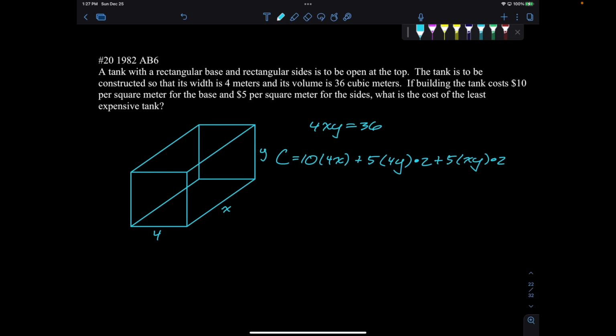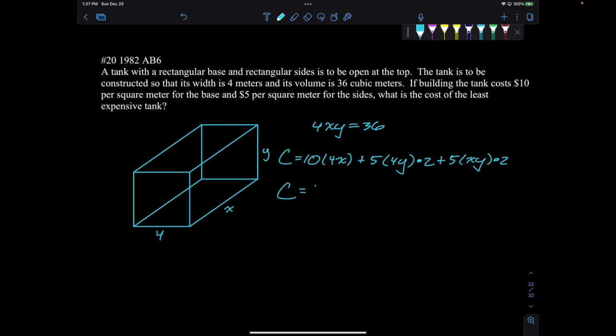So these questions always come down to reading the problem, pulling off equations, and going from there. I always try to draw a picture if possible. I will try to get equations out of the problem and then just turn it into a calculus problem. I don't want to keep thinking about the scenario. So at this point, C is equal to, we got 40x plus 40y, and then plus 10xy.